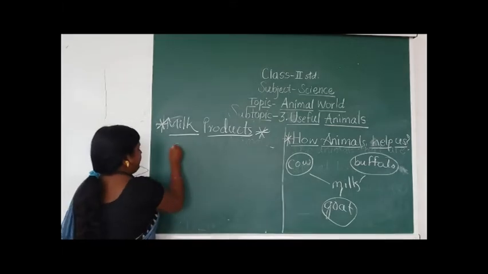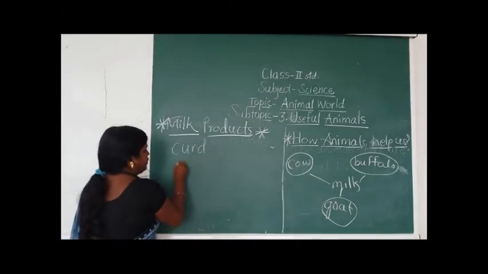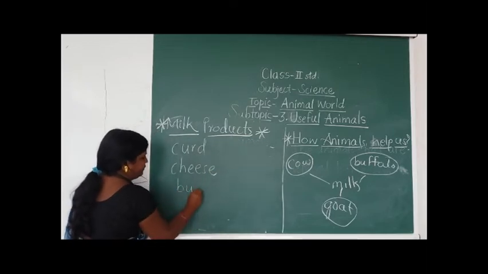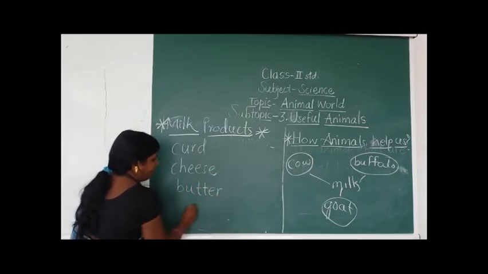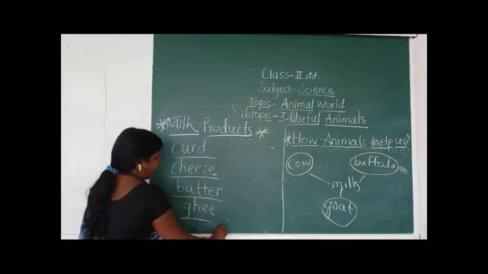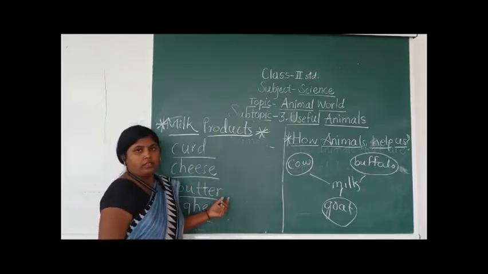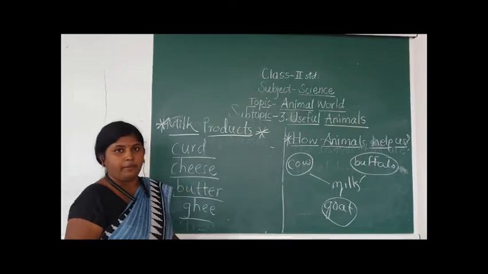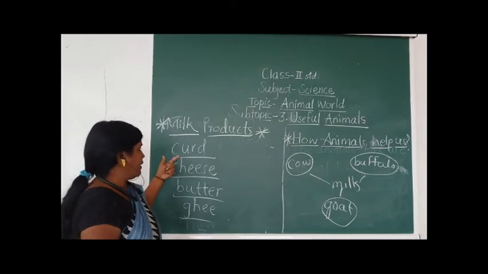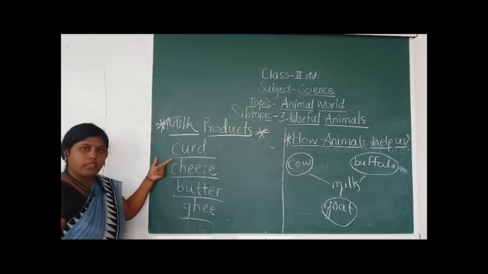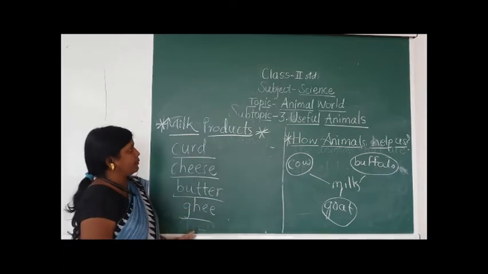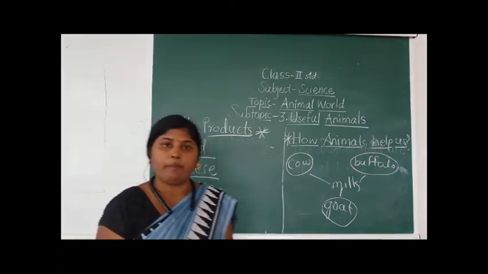Okay. For example, curd, cheese, butter and so again, many things are there which we can make by using milk. Okay. So with the help of milk we can make curd, cheese, butter and ghee. These are the milk products which we can make with the help of milk.